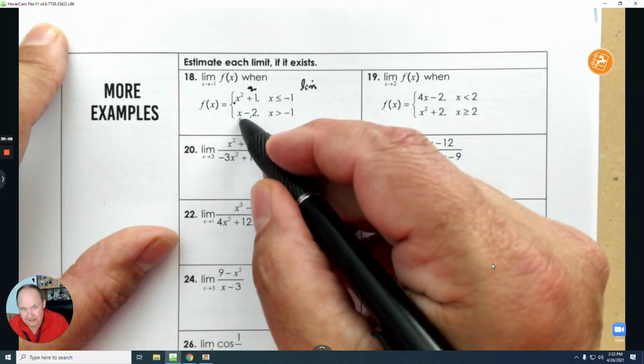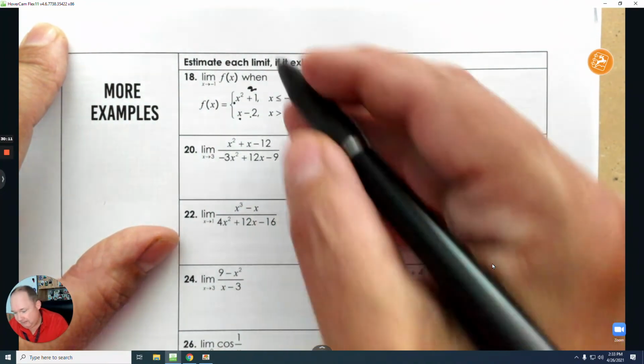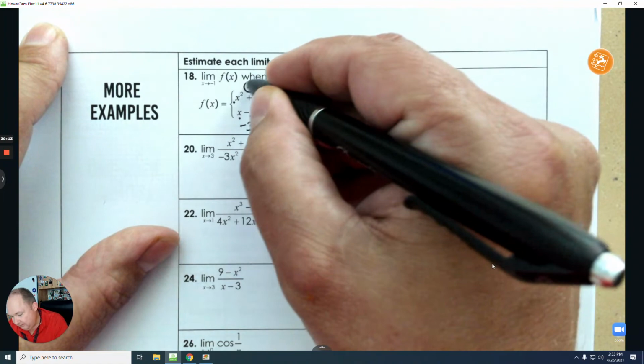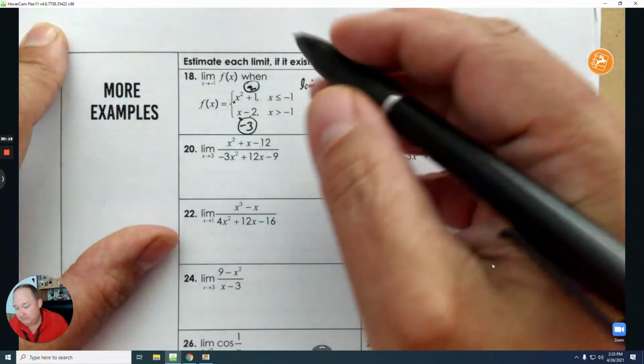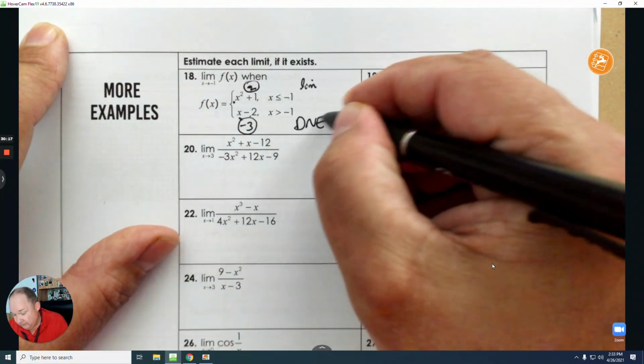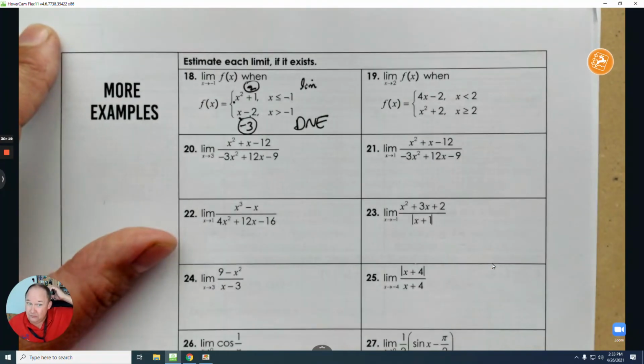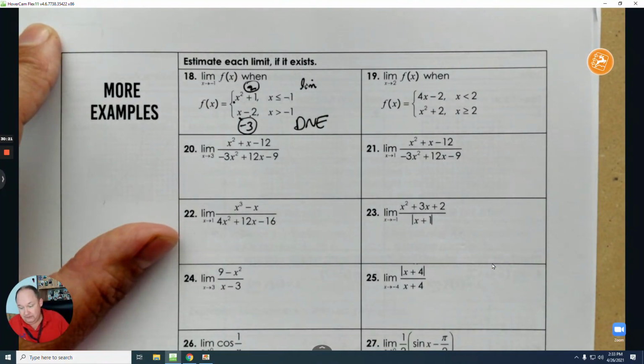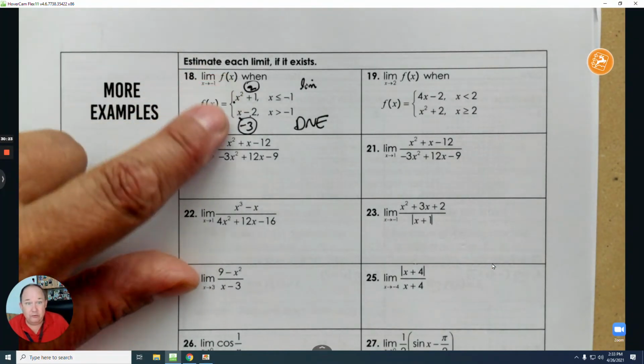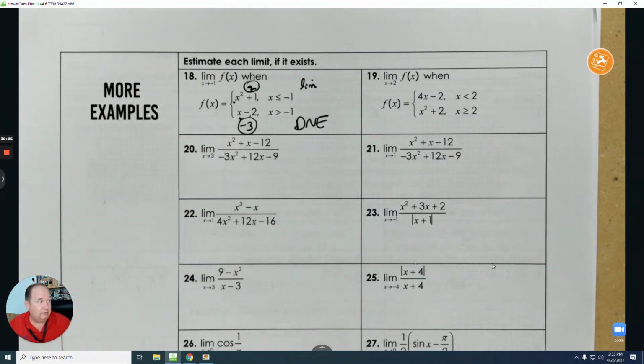If I plug -1 into the bottom, it gives me the answer -3. These numbers are not the same. There's a jump. So this does not exist. And it doesn't exist because there's a jump at -1. For one answer is 2 and the other answer is -3, it creates a jump in the graph.